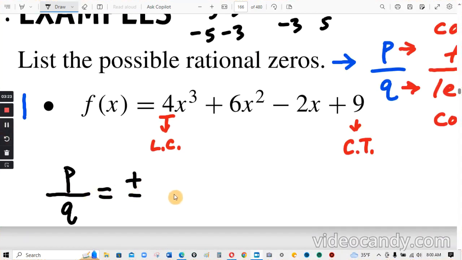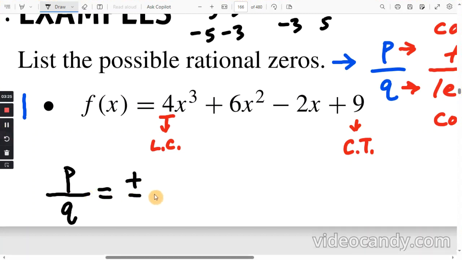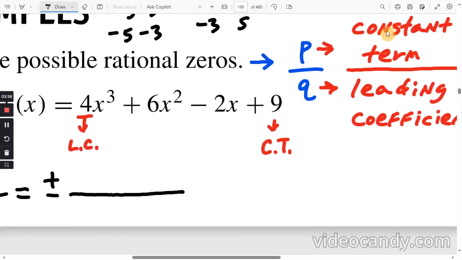All right, so I start with a plus minus, and I like to write it as one big fraction at first, and then I break it up into smaller fractions. Okay, so p, that is the factors of the constant term, and that's in the numerator. So if we write out the factors of 9, what times what is 9? Well, we know that 1 times 9 equals 9. And we also know that 3 times 3 equals 9. Okay, but we don't need to write the 3 twice. We'll just write it once. So these are the factors of the constant term.